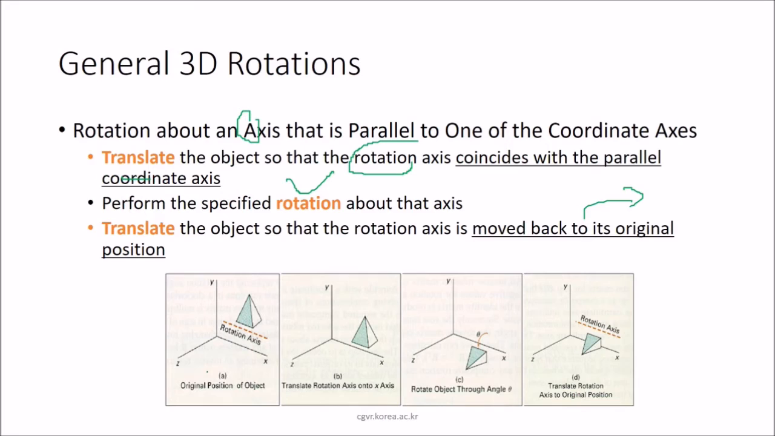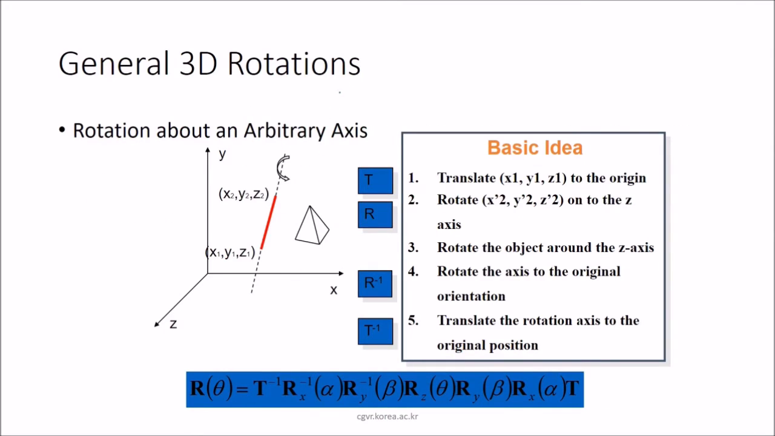I'll show you how. This is the original position of the object. This is the rotational axis which is parallel to the x-axis. Now you translate the rotation axis onto the x-axis. Then you rotate the object through theta. That is the rotation you want. Once you have rotated, you translate it back to the position from where you brought it. That is the axis, you transfer it back. This is the general 3D rotation.